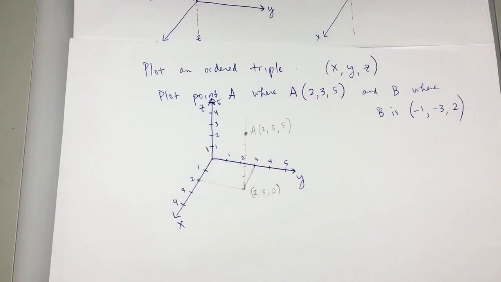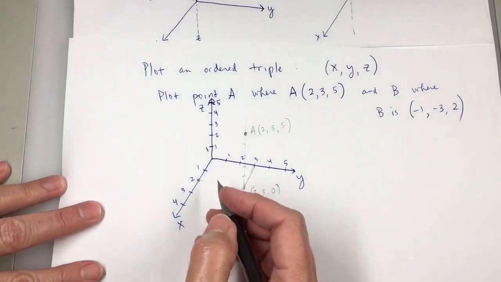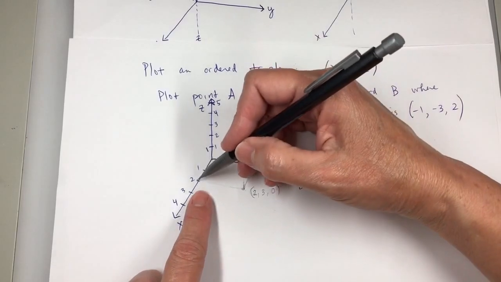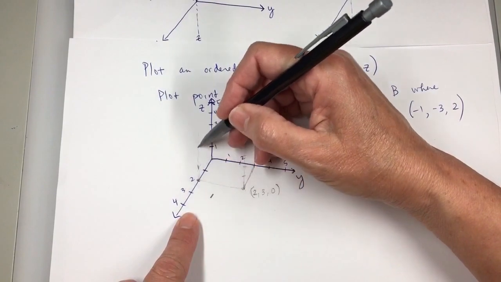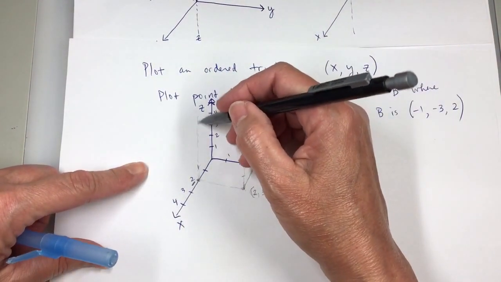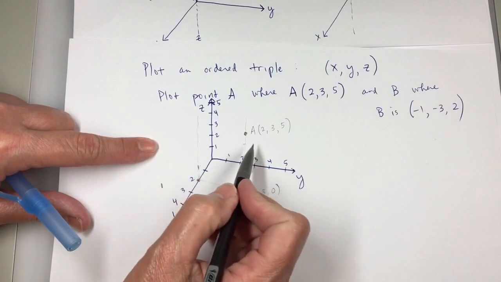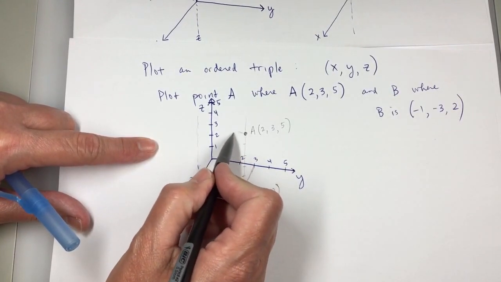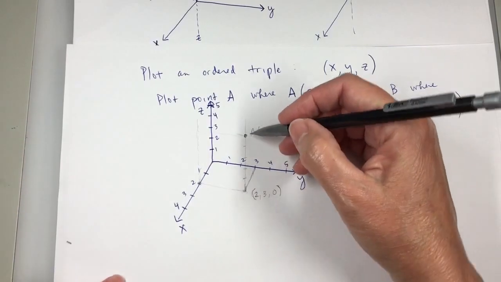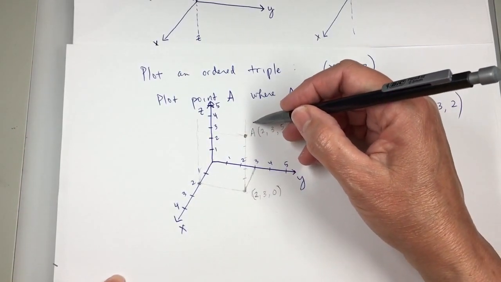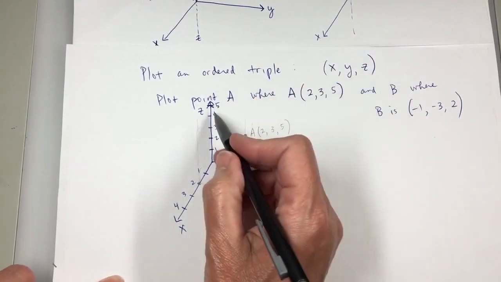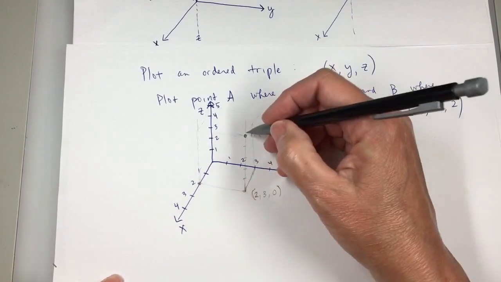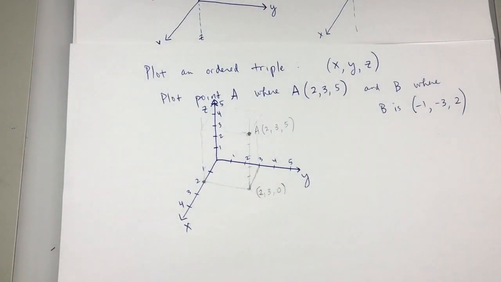And if I kind of complete my picture with these parallel lines, like from (2, 0, 0), I can go parallel to z. This part's not necessary. Parallel to the y-axis. And what are you going to get? What figure? A rectangular prism. Okay. So there I've plotted point A.